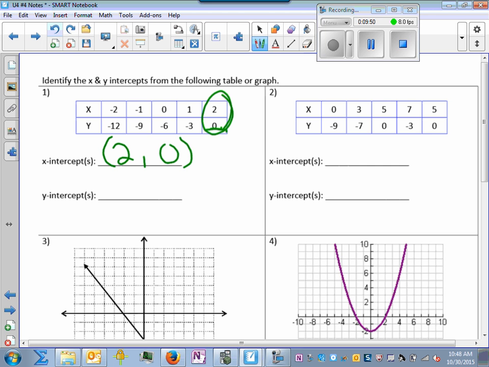Okay? Now, for my y-intercept, my x has to be 0. I'm going to look through. There's my x of 0. I'm going to circle it. And I still write my x first. And it's a negative 6.